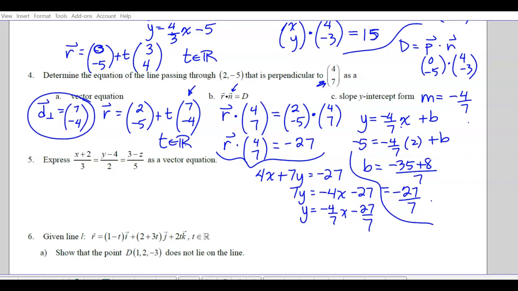Okay, now we have a Cartesian equation of a line. It's in 3 dimensions, obviously. We want to show it as a vector equation. So remember, to make this Cartesian equation, each part of this equals the parameter. So t equals x plus 2 over 3. t equals y minus 4 over 2. Gonna have to be patient with the computer. And t equals 3 minus z over 5.